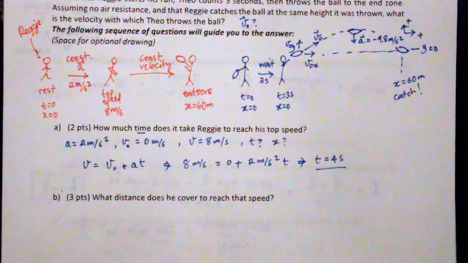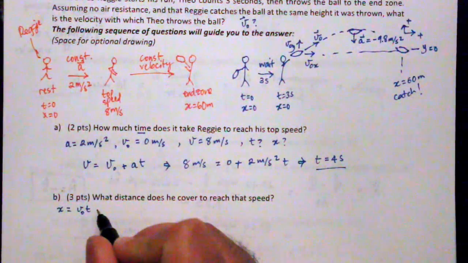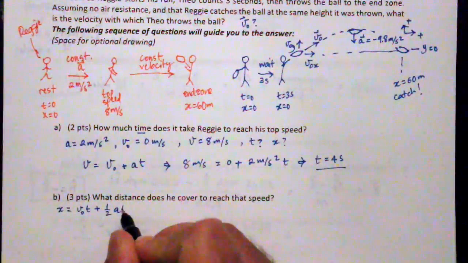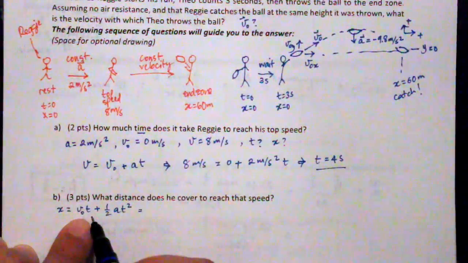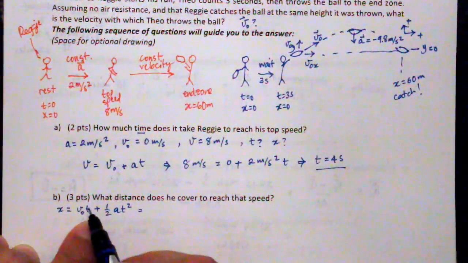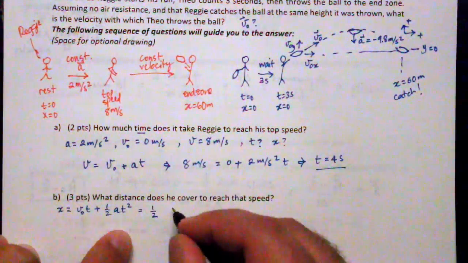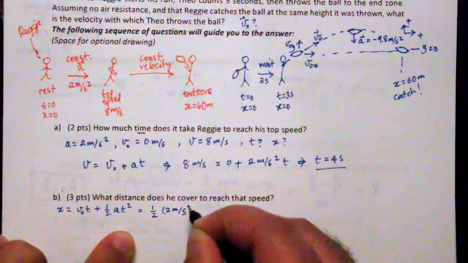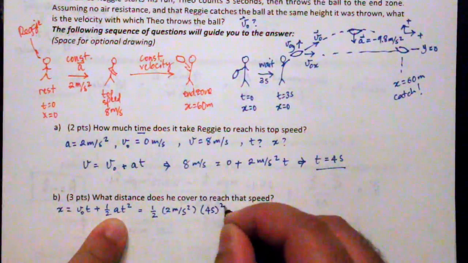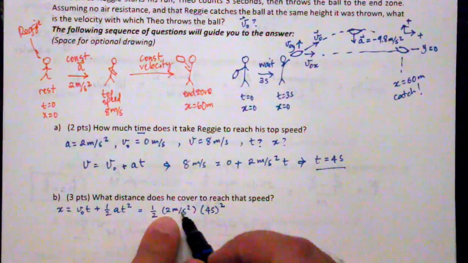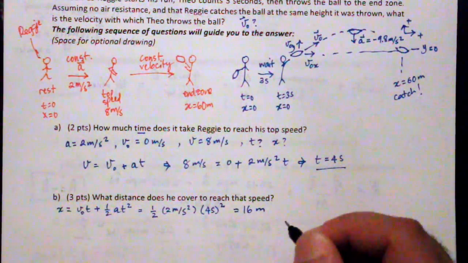So for example, I could use x equals v naught t plus half at squared. So v naught is 0, t 4 seconds, doesn't matter, this is 0, half 2 meters per second squared times t squared, 4 seconds squared. Half of 2 is 1, 4 squared is 16 meters.